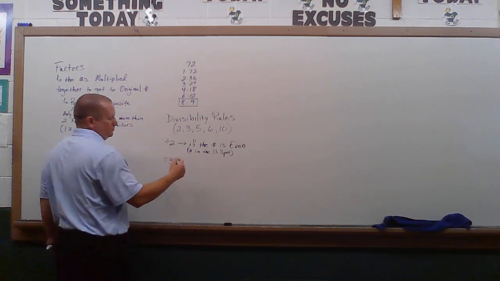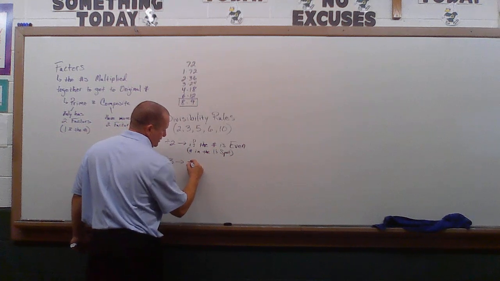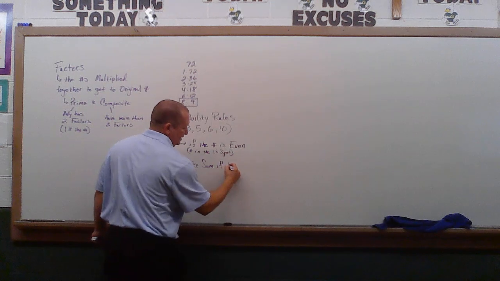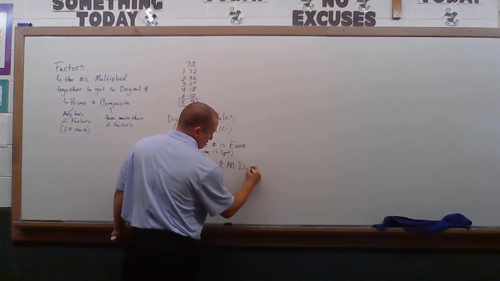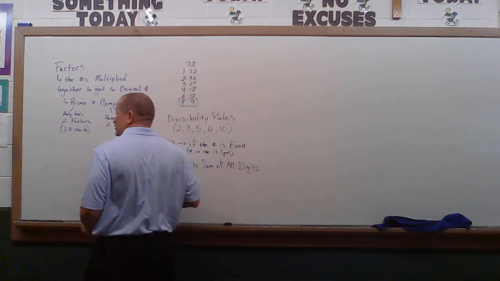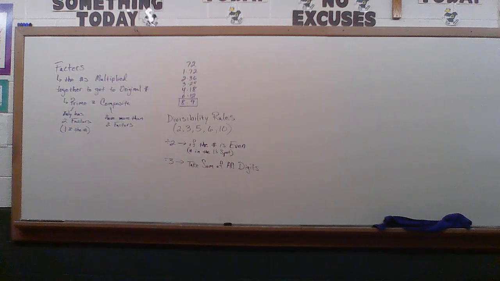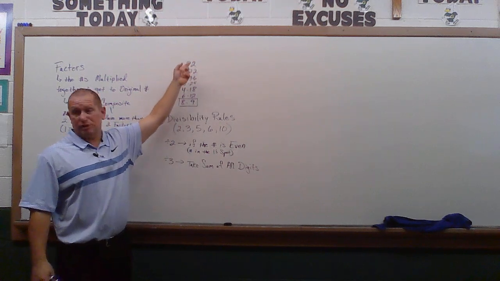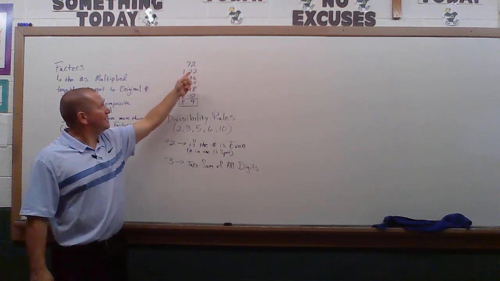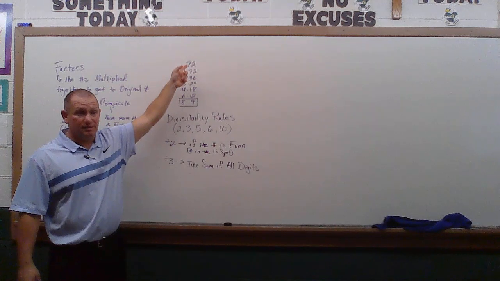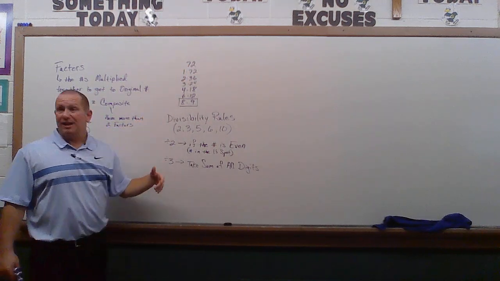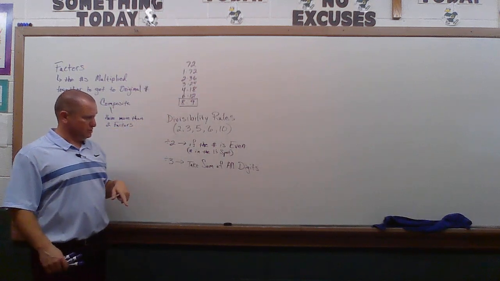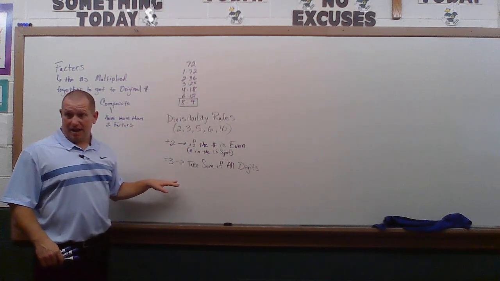If a number is divisible by 3, you take the sum of all the digits. What do I mean by digits? Just the numbers in the number. Okay? So, for instance, 72, I would take the sum, which means what? Add the digits together and we get what? 9. If 9 is divisible by 3, then 72 is divisible by 3. Make sense? Everybody okay with that?